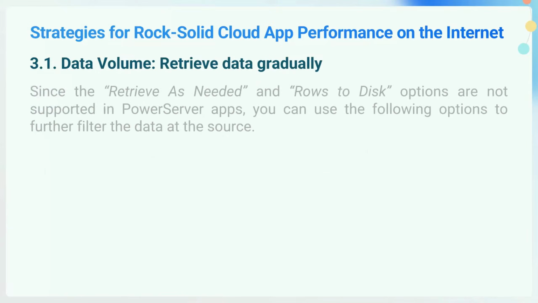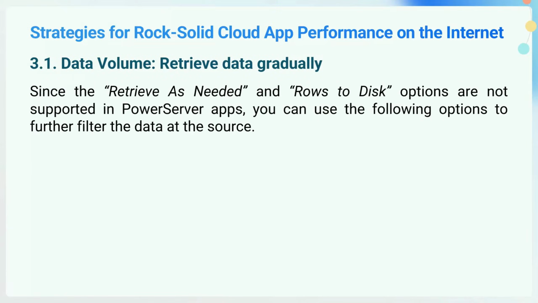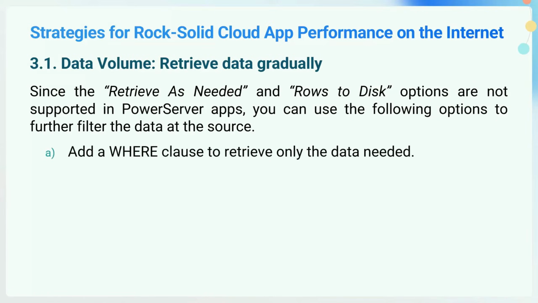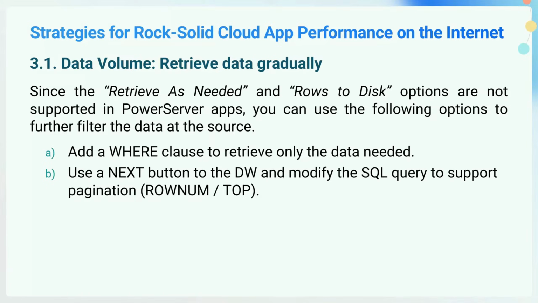Retrieve data gradually, because retrieving very large data volumes, for example 1 million rows, would affect performance. And since the retrieve as needed and rows to disk options are not supported in PowerServer apps, you can use the following options to further filter the data at the source rather than on the client side. Add or improve the where clause in the SQL statement to retrieve only the data needed. Use a next button in the DataWindow and modify the SQL query to support pagination, using rownum for Oracle Database and Top for SQL Server.